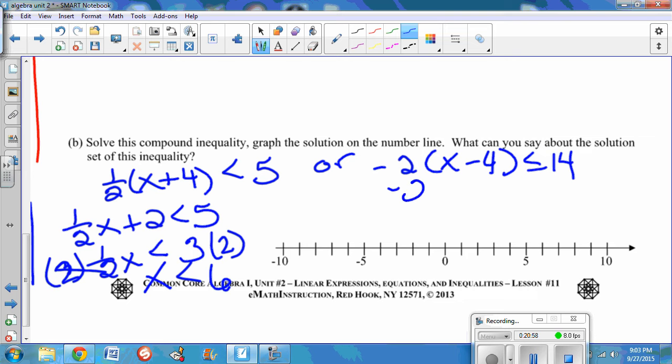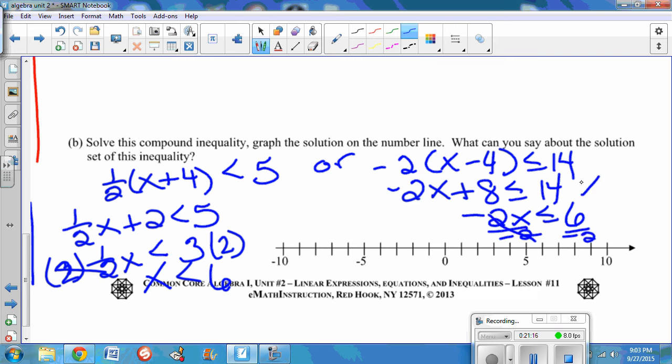Or, now let's go over here, distribute, plus 8. -2x, I'm subtracting it. I'm not showing my work because I'm running out of space here. Is 6. Divide by a negative. Again, make sure you flip the direction of your inequality symbol. Let's put our values on here. x is less than 6. So open, less than 6 is going to go to the left. x is greater than -3.